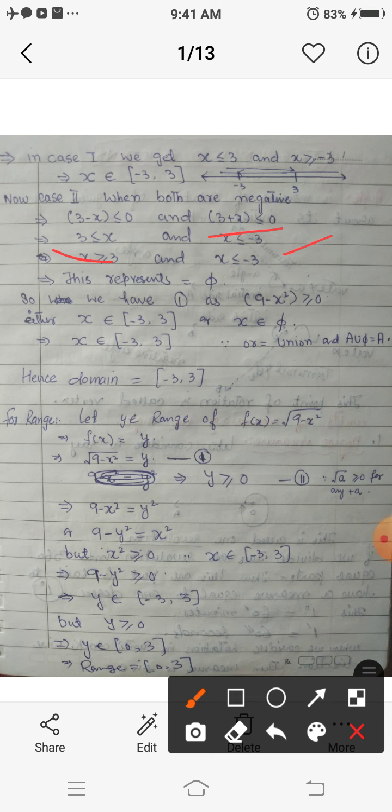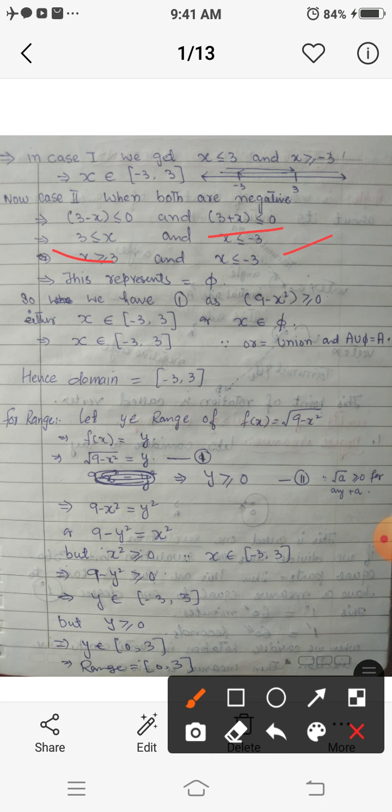Now this x is greater or equals to 3 and x is less or equals to minus 3, their intersection is empty, because we have to consider those x's which are greater than 3 and which are less than minus 3. This is an absurd statement, so their intersection is phi.